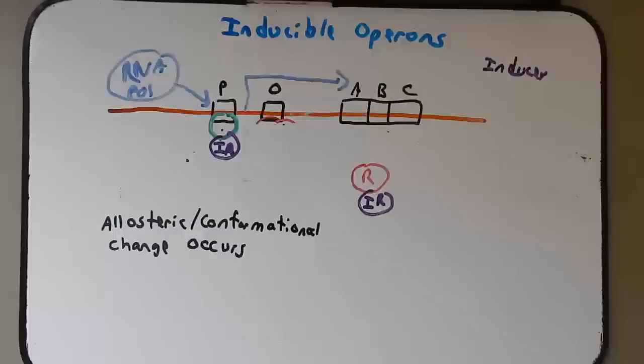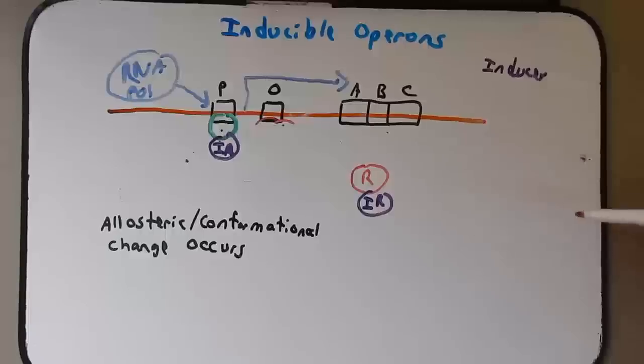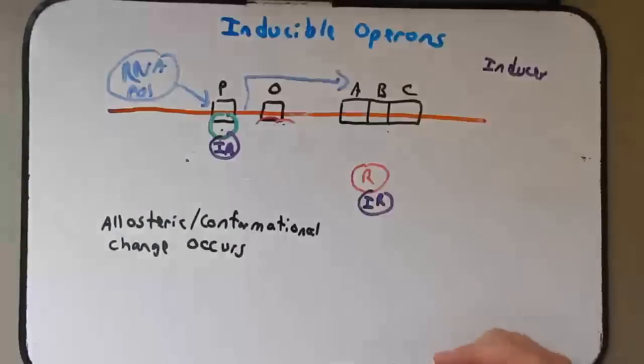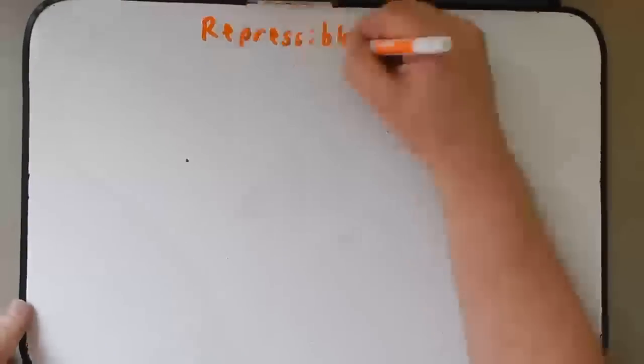by the repressor. Now let's talk about a different operon, an operon that's going to be a repressible operon. I want to be clear that operons are either inducible or repressible. They're not both. They're either one or the other. So this is an inducible operon. So let's draw a repressible operon next. All right, so a repressible operon.